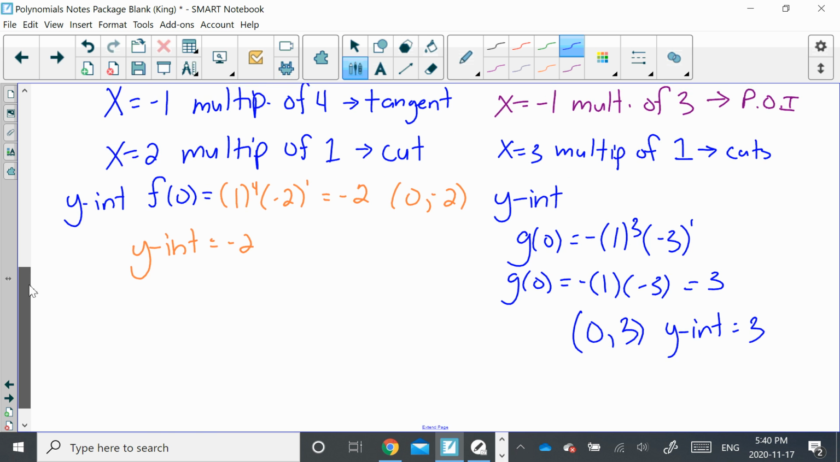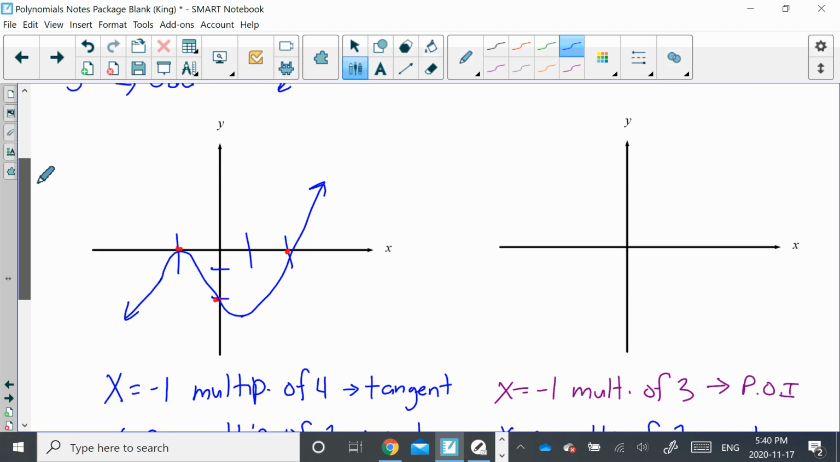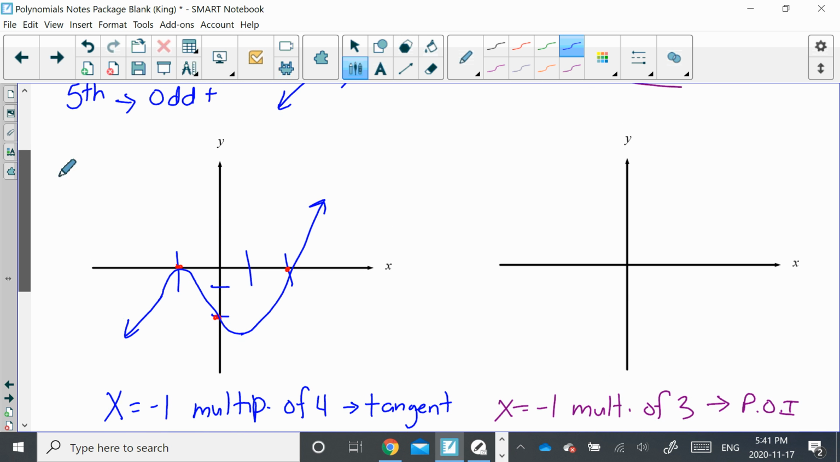Now that I have that, I'm going to put that on my graph. So I'm going to put in my 2 x-intercepts and my y-intercept. So x is -1, x is 3.